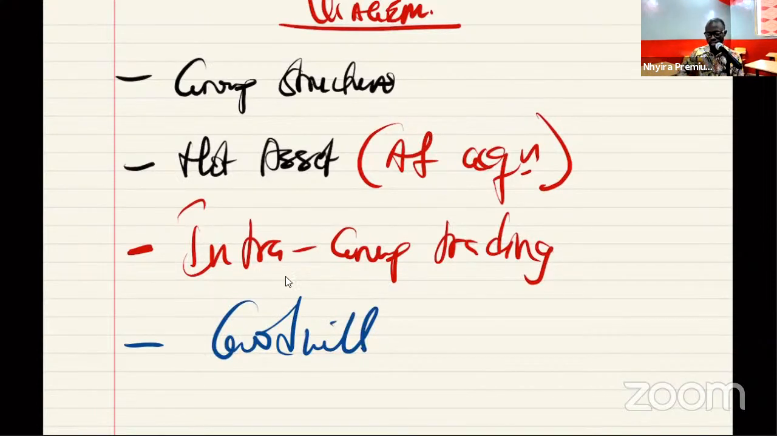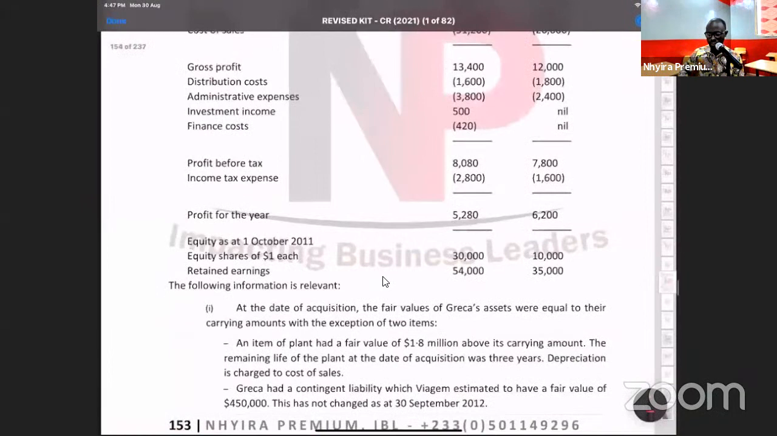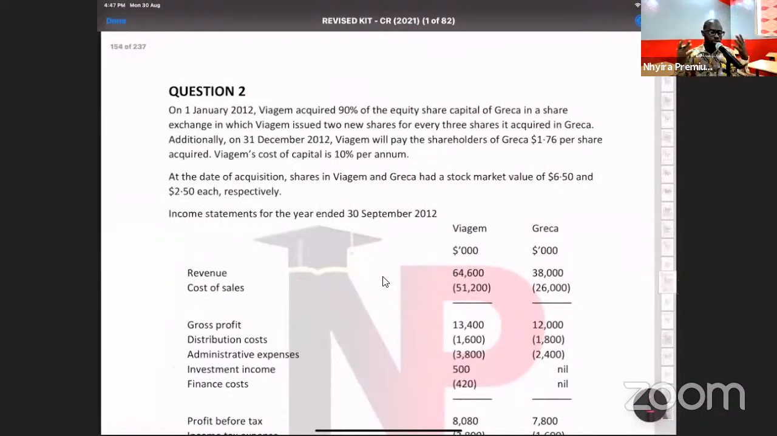So let's go to the question, Viagem. Usually, the group structure is understood if we read the prefix or the introduction of the question. If there is no introduction to the question, then the group structure will be determined from the first footnotes. So we're going to be reading the question in that regard, then we build up our knowledge in relation to that. So let's get into it.